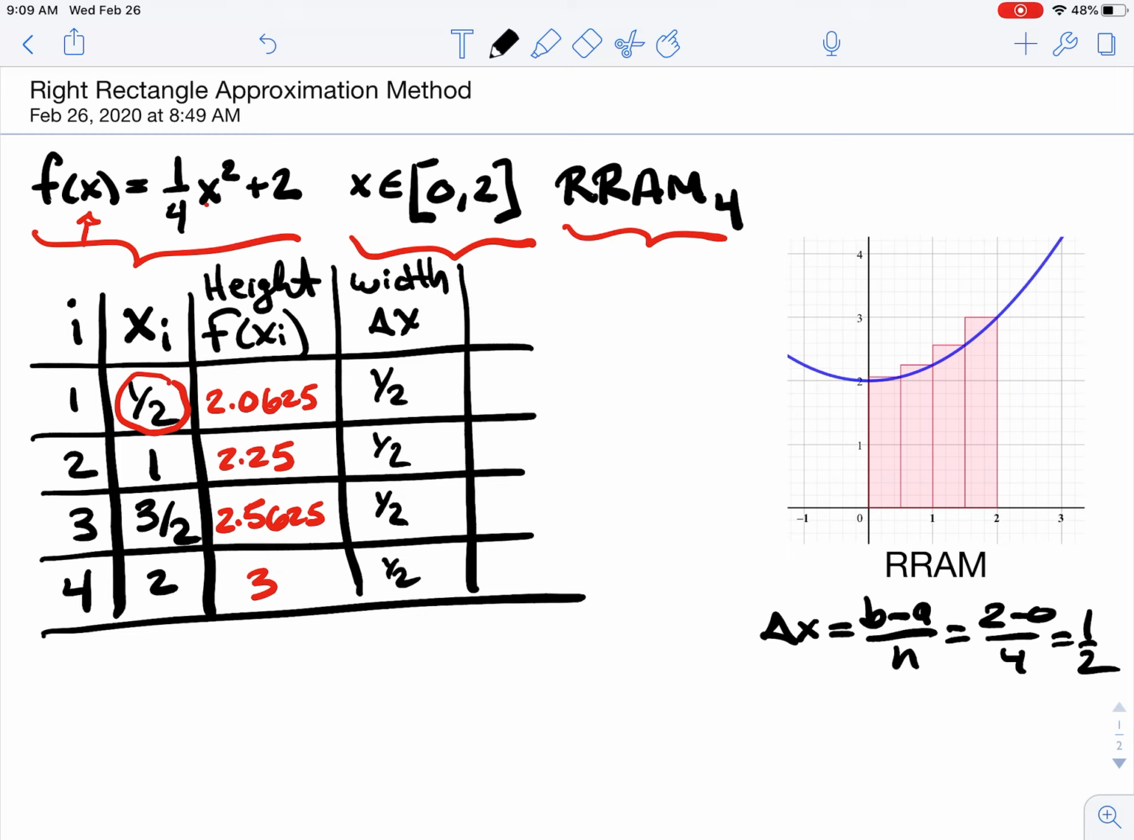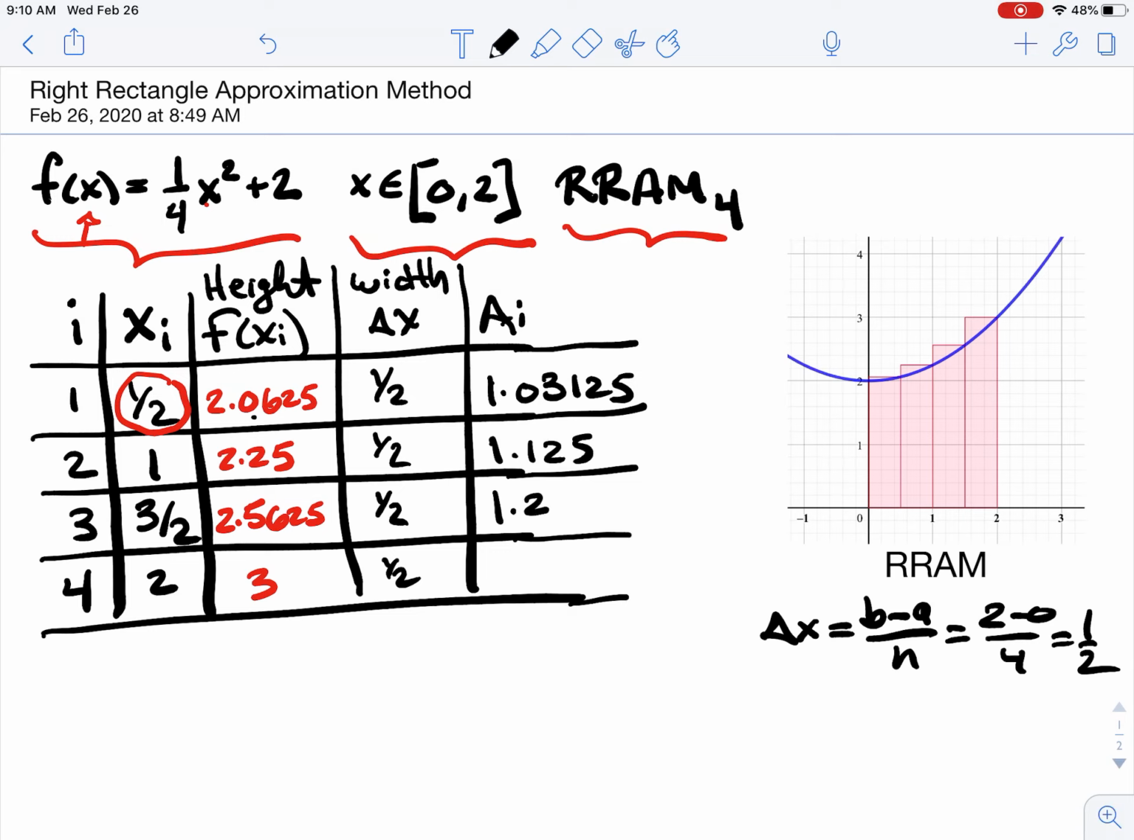And then to calculate the area of each rectangle, so each rectangle I has its own area, and we get that by taking the height and multiplying it by the width. And this will give us each area of the independent rectangles, which we will then add up to get our total approximation. So 1/2 times 2.0625 gives us 1.03125. 1/2 times 2.25, we get 1.125. And we'll continue to do this.